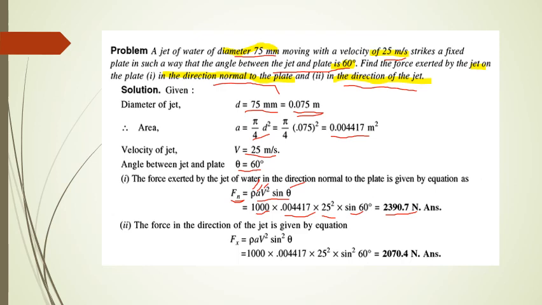Horizontal direction. That means Fx. What is Fx? Rho a v square sine square theta. Substitute, we know the value of rho a v square and theta. Substituting these values, 1000 into 0.004417 into 25 square into sine theta, we get the force in the direction of the jet is 2070.4 newtons, or 2.0704 kilonewtons.